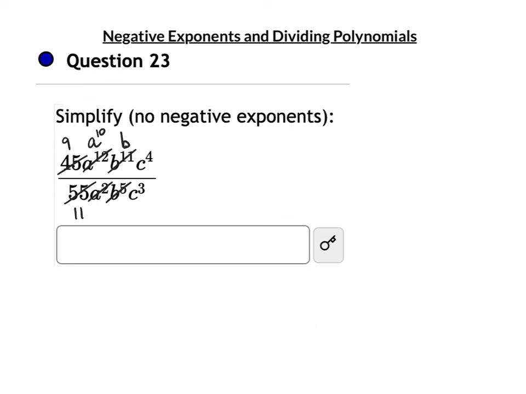B to the 11th will have 6 left. Cancel 3 c's from each. And c to the 4th will have a single c left. C to the 1st, which is c. The answer then is 9, a to the 10th, b to the 6th, c over 11.